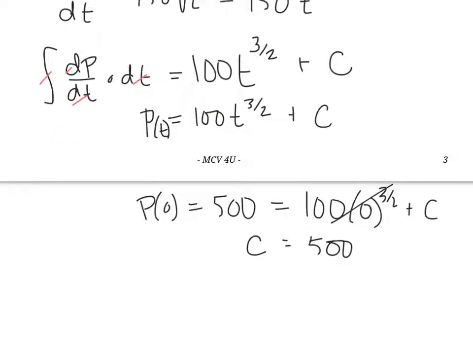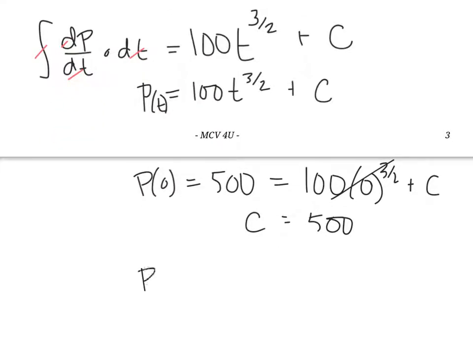So our correct equation for P(t), we know it has to be 100 t to the 3/2 plus 500. There's our equation. That is our population. So in order to solve for the c, we actually need some condition, some point on the line that enables us to solve for what c is.